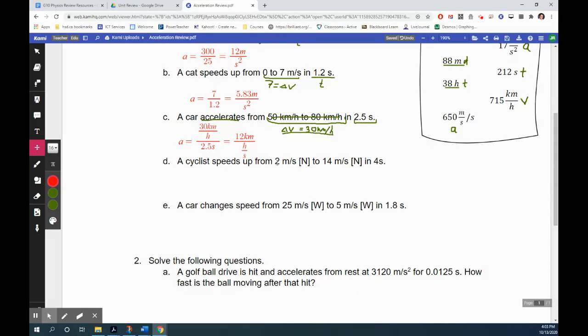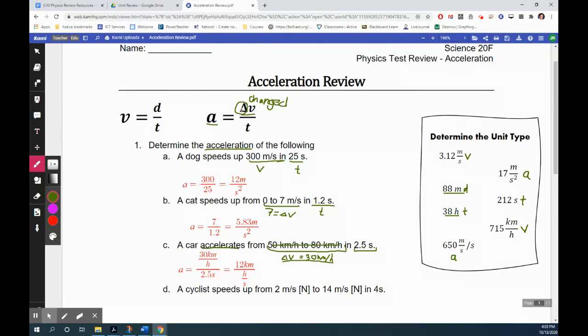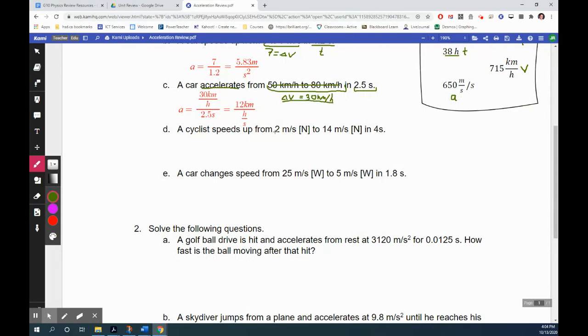All right. The cyclist speeds up from, now I'm adding direction, 2 meters per second north to 14 meters per second north. We've seen this before where we've got two different speeds. Remember our formula, we want the change in velocity. We went from 2 to 14. So delta V, the change in velocity, is 12 meters per second. We increase towards the north, so I just maintain my direction.